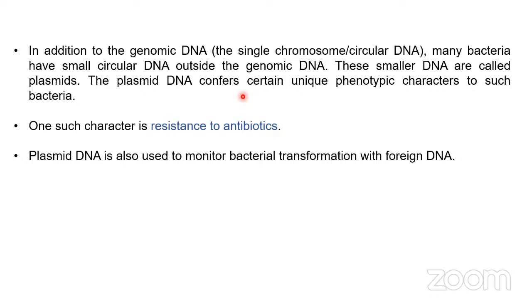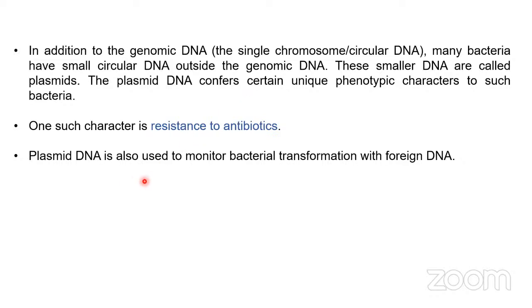Those bacteria in which the plasmids have that antibiotic resistance gene will be able to survive in the antibiotic, while those bacteria which do not have the plasmid that codes for the antibiotic resistance gene will not be able to survive in that condition. So basically, plasmids are the ones that help the bacteria attain a certain unique phenotypic character. Is it clear? Yes, ma'am. Okay.